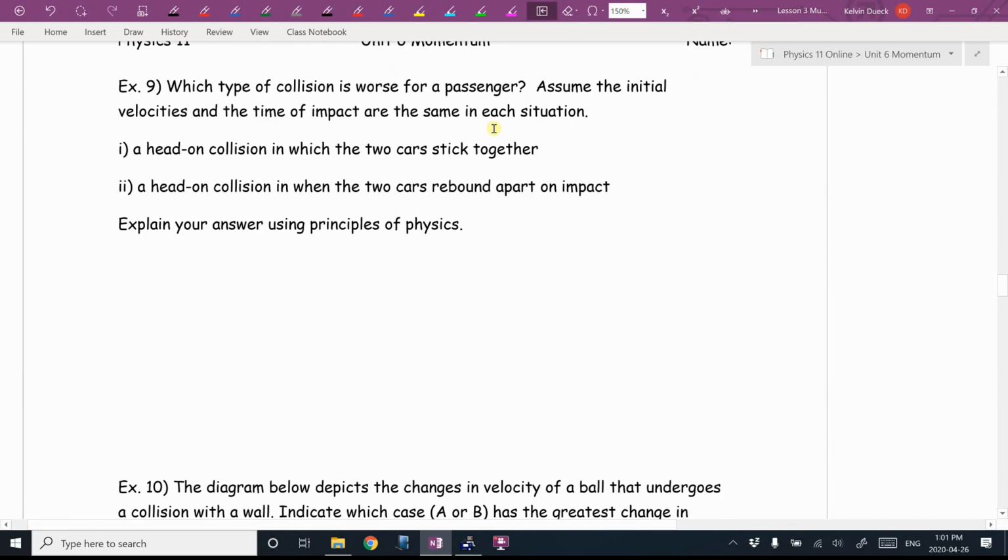Oh, example 9. This is what I was thinking. Which type of collision is worse for a passenger? Assume that the initial velocities and the time of impact are the same in each situation. So what's worse? A head-on collision in which the two cars stick together and come to a stop? Or a head-on collision in which the two cars rebound apart on impact?